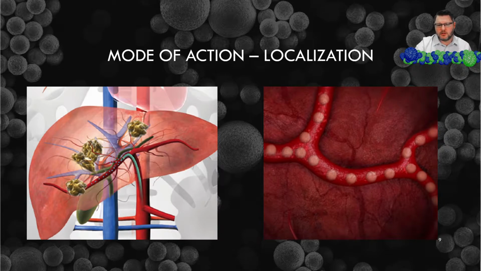Mode of action and localization. You can see here there's some tumors there in the liver. Those are the yellow. You can see a green catheter and some little beads placing. Over to the right, you can see some vascular structures with beads going in it.